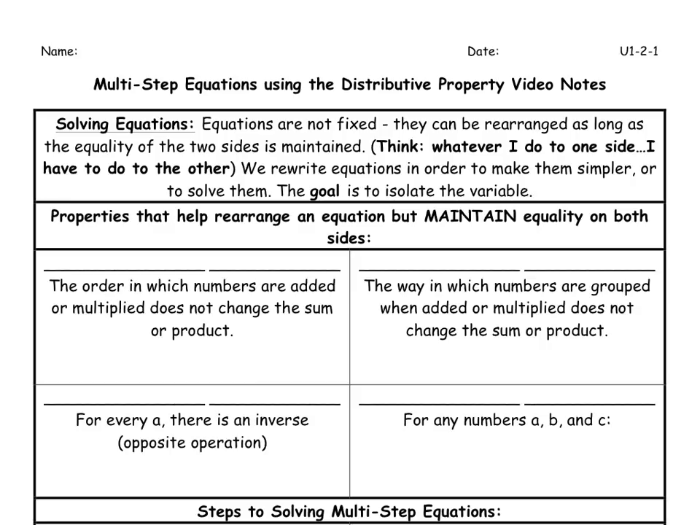Then we rewrite the equation in order to make it simpler by combining like terms, getting rid of parentheses. The goal is to isolate the variable. What we want to do is get the variable by itself. So there's a few properties in mathematics that will help us with that. And the first property is the commutative property.